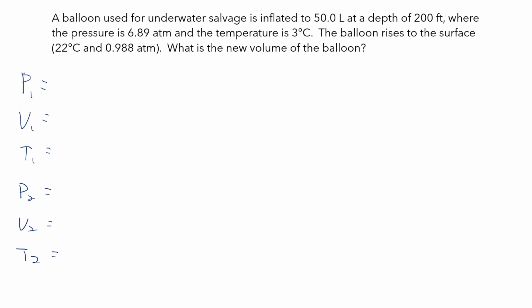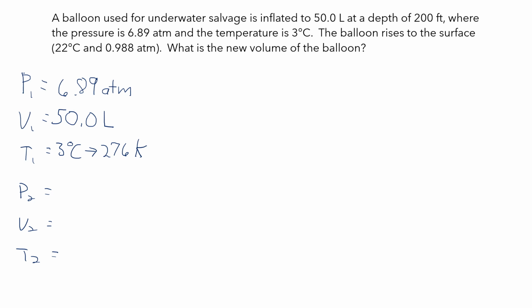And I need to read through the problem and see what I need to do with each one of these numbers. So when we are underwater, the balloon has a volume of 50 liters. And the pressure underwater is 6.89 atmospheres. And the temperature is 3 degrees C, but again, don't stop at 3 degrees C. Add 273 and get 276 Kelvin.